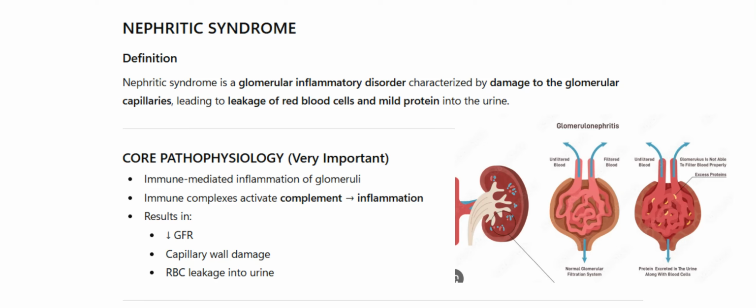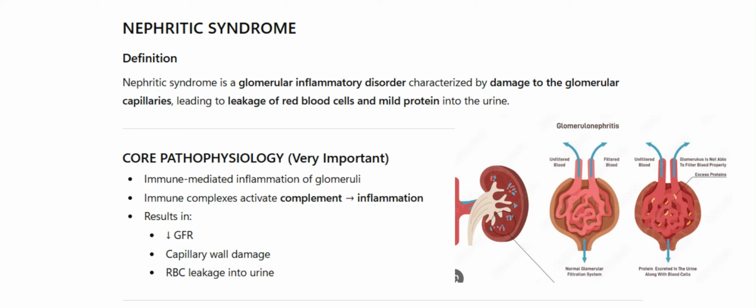Introduction. Nephritic syndrome is a clinical condition caused by inflammation of the glomeruli. This inflammation damages the glomerular capillary walls, allowing red blood cells and protein to leak into the urine. Nephritic syndrome is primarily an immune-mediated disease and is commonly associated with reduced glomerular filtration rate.